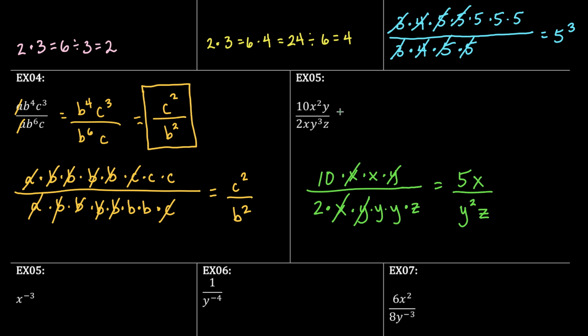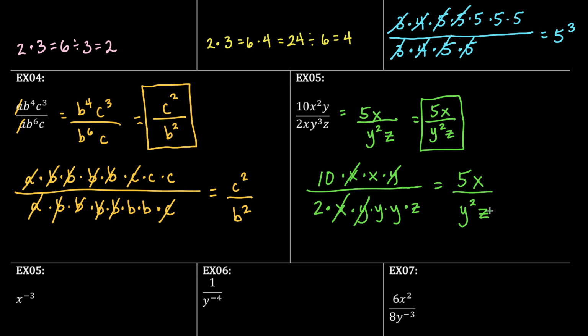So let's see if I can do this quicker. 10 divided by 2 is 5. So I have 2 x's on top, 1 x on bottom. I have 1 left over on top. So on top, there's an x. I have a y on top, 3 y's on bottom. So there's 2 left over on the bottom. And I have a z on the bottom and none up top. And if you want to see that a little nicer, it's just 5x over y squared z.